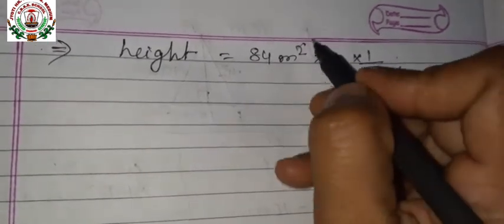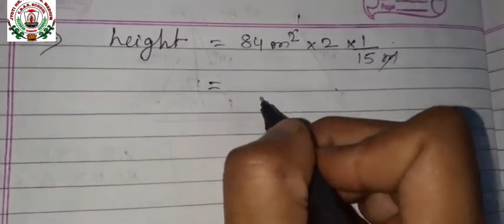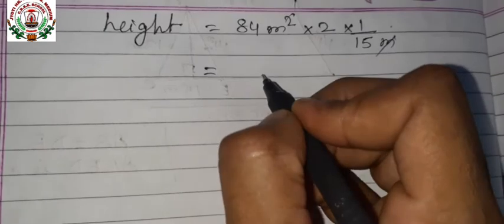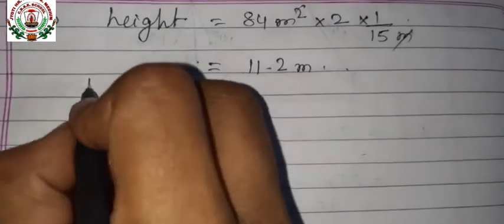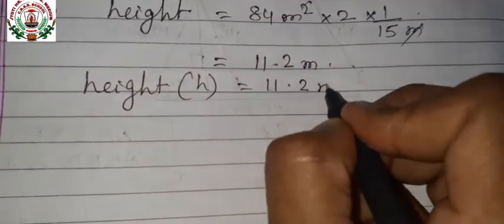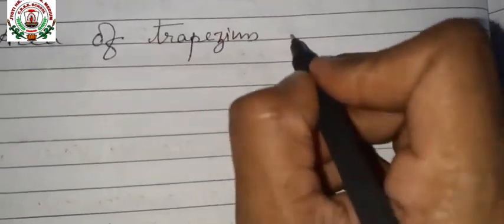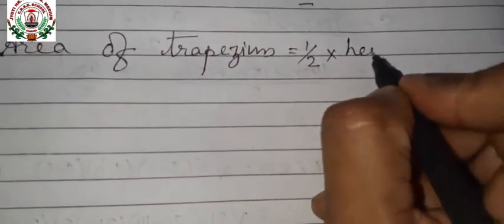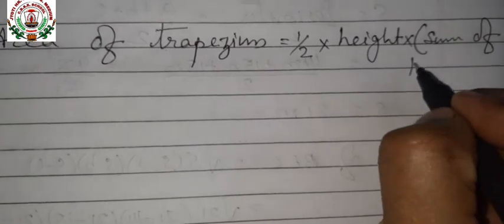So this meter will get cancelled, and on cancelling all this, height will be equals to 11.2 meter. So height h equals to 11.2 meter. Now area of trapezium equals to half into height into sum of parallel sides.